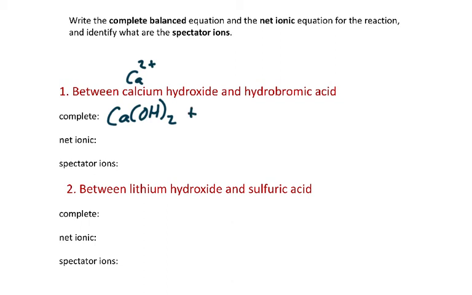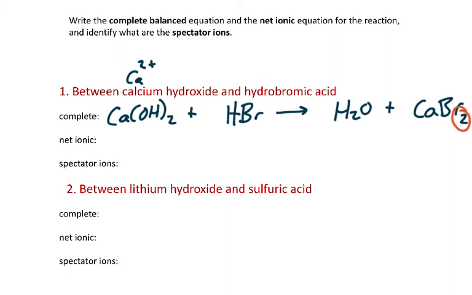Hydrobromic acid is HBr. I'm not going to balance it yet. I'm just going to write the equation first. We always know that's going to make water and a salt. And the salt would be based on calcium and bromide. And knowing the charges on those, it would have to be CaBr2 aqueous. And now we want to balance. So notice we already have a 2 here for bromide because it's calcium bromide. So we're going to need 2 bromides, which also gives us 2 hydrogen to make 2 waters.